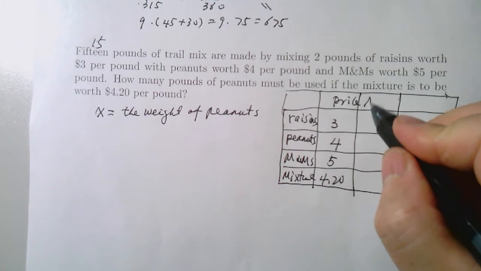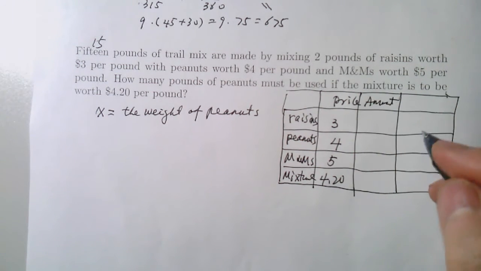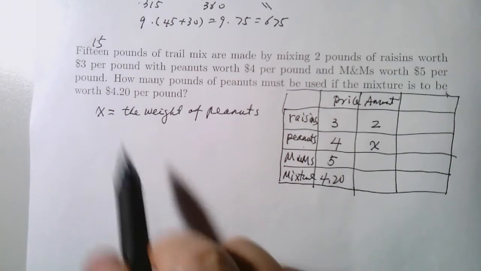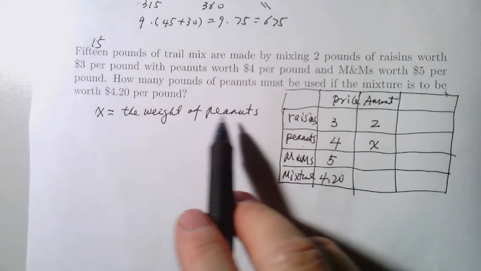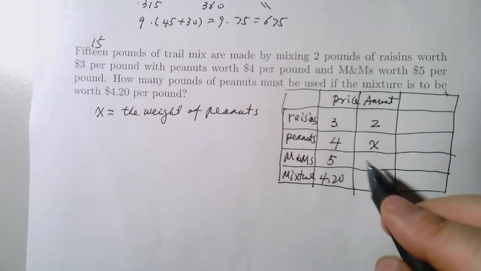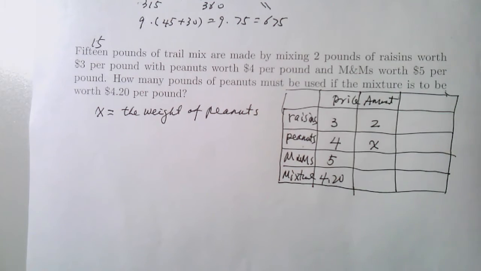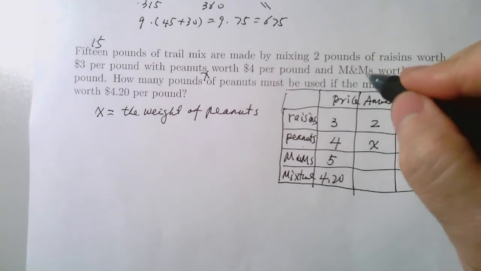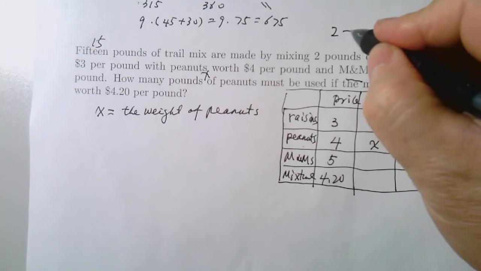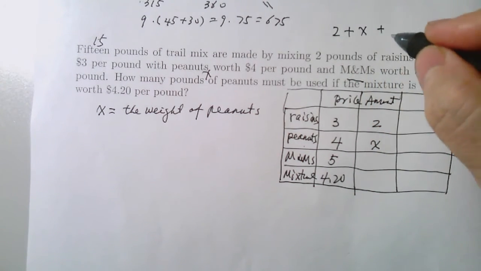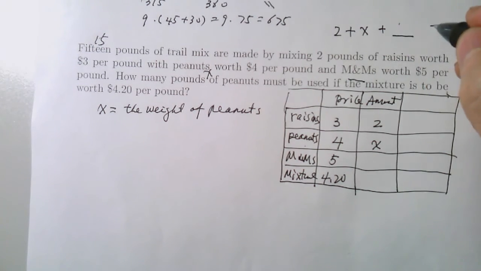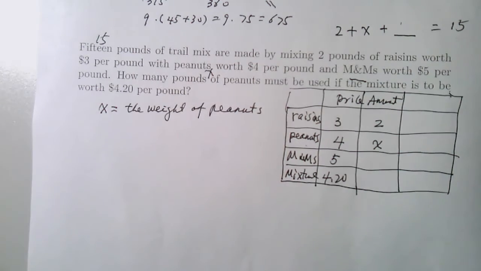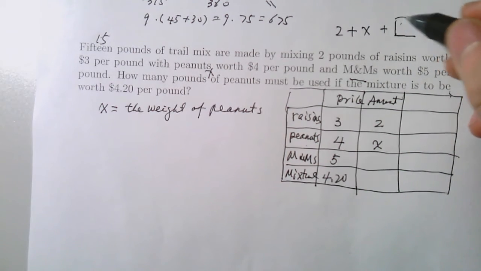And the amount for each can of raisin is 2 pounds. And the peanuts is X pounds because we do not know, say X is the weight of peanuts. But M&M, we also don't know. But since we already know this 2 pounds, peanuts is X pounds, the M&M, it means 2 plus X plus the weight of M&M equals 15 pounds because 15 pounds of a trail mix.